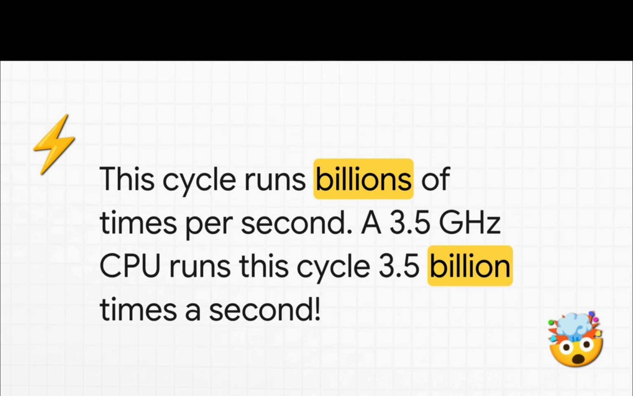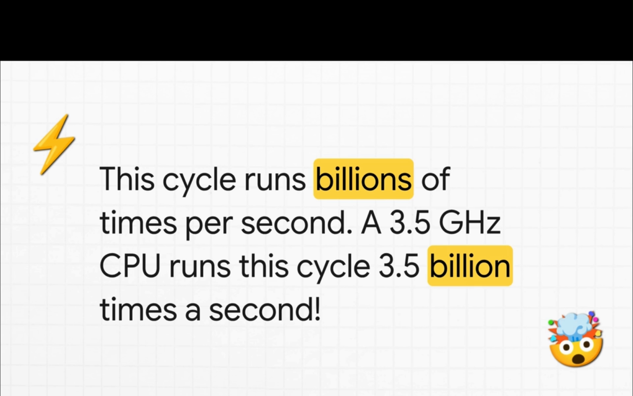Okay, and here's the part that just blows my mind. This isn't happening like once or twice a second. When you see a CPU advertised with a clock speed of, say, 3.5 gigahertz, what that actually means is that this three-step cycle is running 3.5 billion times every single second.